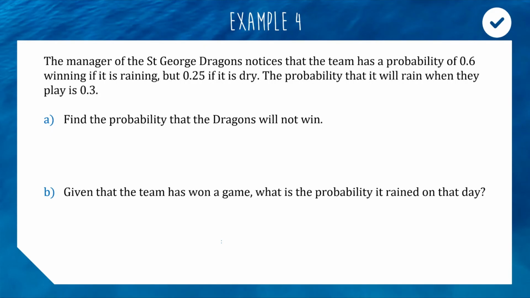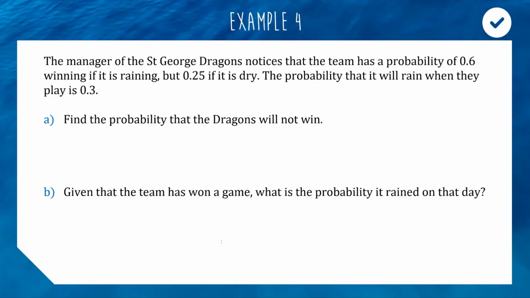We've got the manager of the St. George Dragons notices that the team has a probability of 0.6, which is 60%, of winning if it is raining. However, they only have a 0.25 chance of winning in dry weather. The probability that it will rain is 0.3, okay? Question A, find the probability that the Dragons will not win.